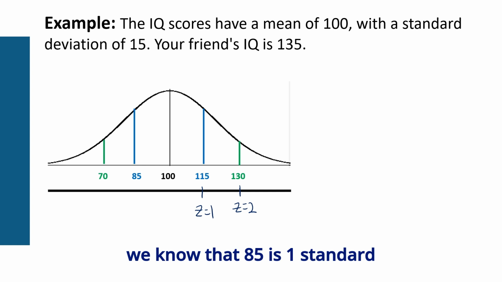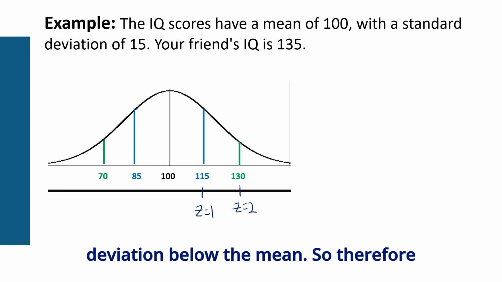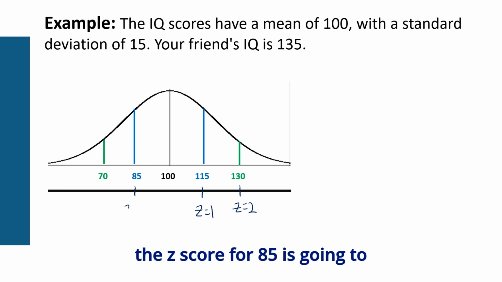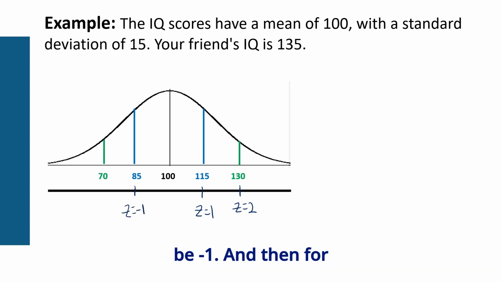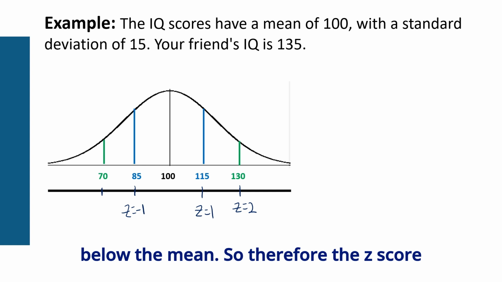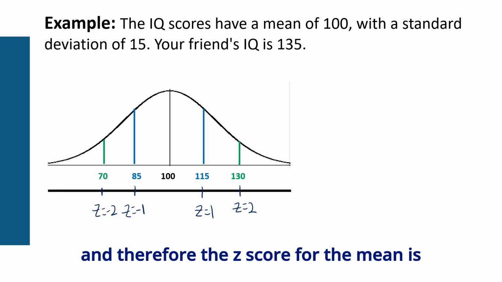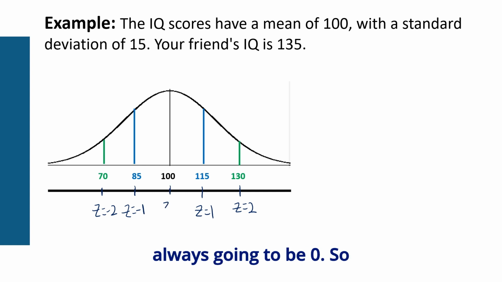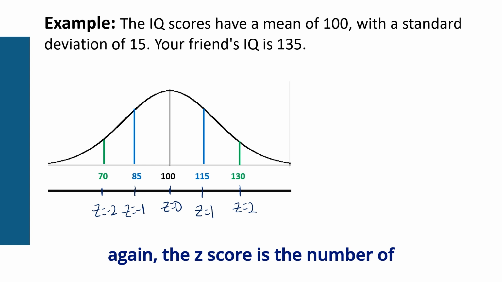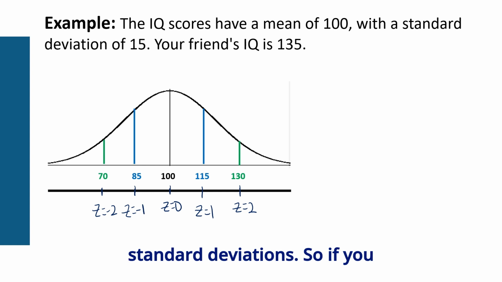So we know that 85 is 1 standard deviation below the mean, so therefore the z-score for 85 is going to be negative 1. And then 70 is 2 standard deviations below the mean, so therefore the z-score here is going to be negative 2. And therefore the z-score for the mean is always going to be 0. So again, the z-score is the number of standard deviations.